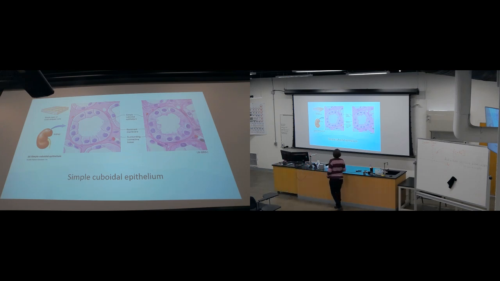Simple cuboidal. So here is a magnification of the kidneys, the tubules. It's like a cross section. What is a cross section? It's not like this, it's like this. So it is like if you were looking at this part. In that cross section, you can see only one layer of cells here, and they are cuboidal. The space between the cells in tubules is called lumen, L-U-M-E-N.